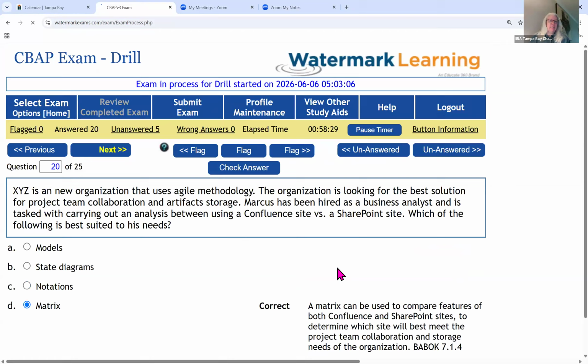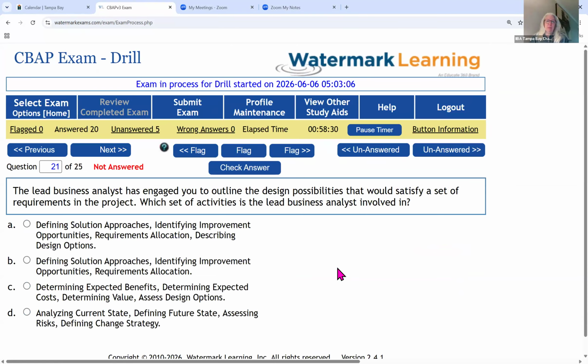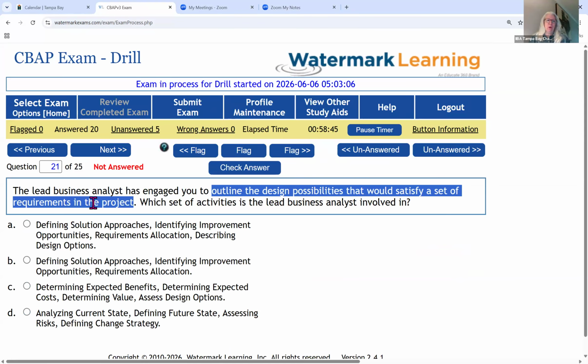The lead business analyst has engaged you to outline the design possibilities that would satisfy a set of requirements in the project. Which set of activities is the lead business analyst involved in? So outline the design possibilities that would satisfy the set of requirements. Which task is that? Define design options. Okay.